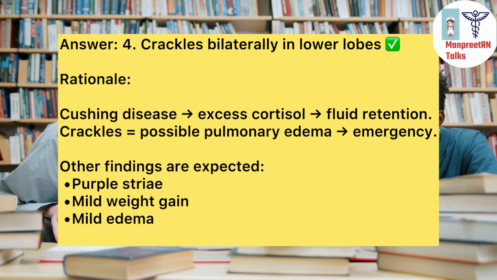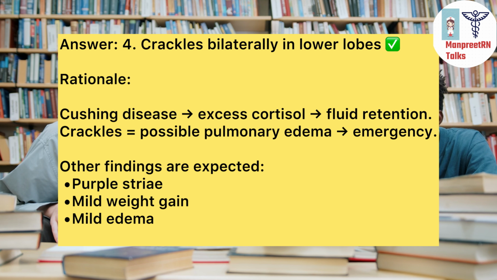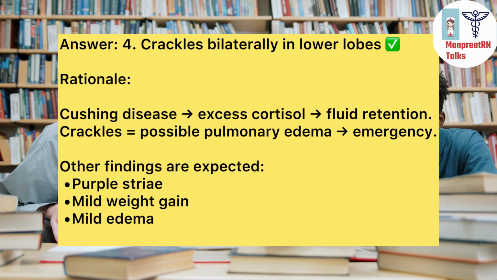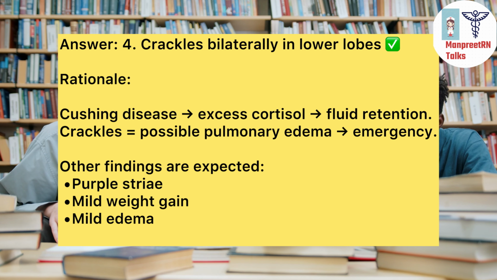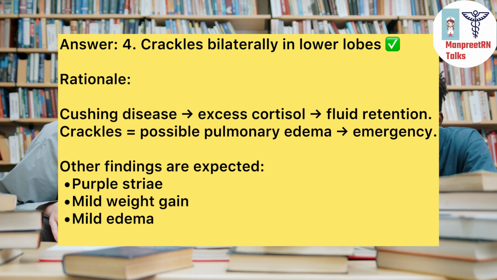So, what is Cushing disease? It is a type of Cushing syndrome, especially caused by a pituitary tumor, in which it secretes too much ACTH, adrenocorticotropic hormone, which then makes the adrenal glands produce excessive cortisol. So in Cushing disease, there is a pituitary problem, increased level of ACTH, and increased cortisol in the body.